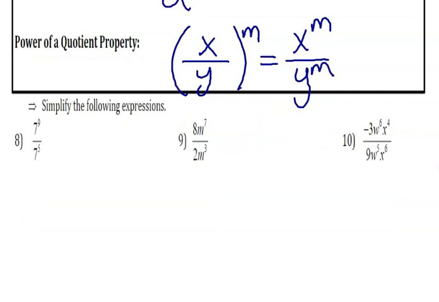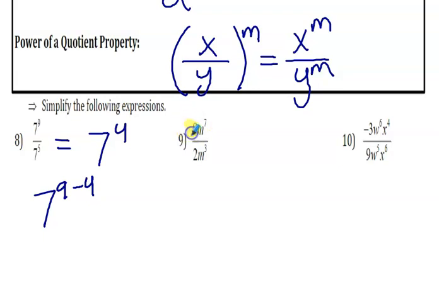So let's try these rules down here. I have 7 to the 9th and 7 to the 5th. So how many 7s do I have left over? I have 4, because it's 7 to the 9th minus 5. Okay, all right, let's look at number 9.